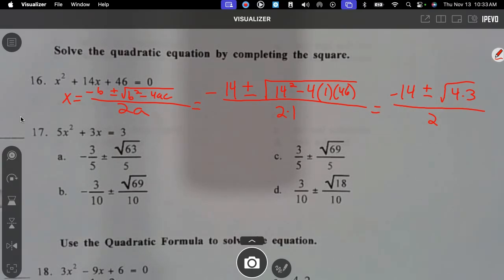What is the square root of 4? 2, and that number is out of the square root. So I would have negative 14 plus or minus 2 square root of 3, over 2. Almost done. Now I can divide by 2. Negative 14 divided by 2 gives negative 7. So you get negative 7 plus or minus, what's 2 over 2? 1. You can put the 1 square root of 3 or you can put square root of 3. That's your answer. Is that one tough? Yes, it is. It's probably the hardest one. Yeah, I'm not going to get that.